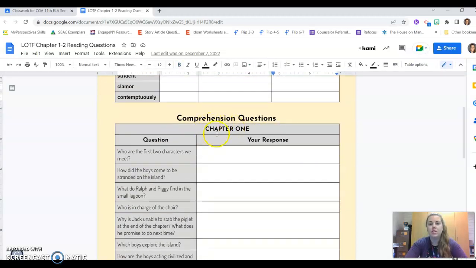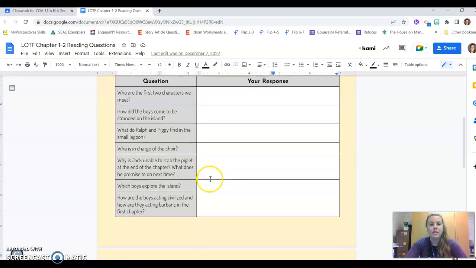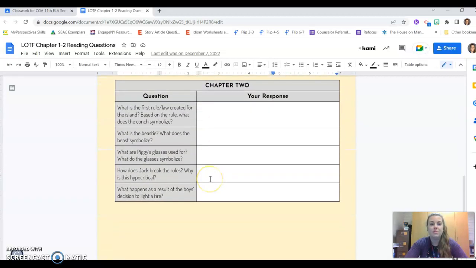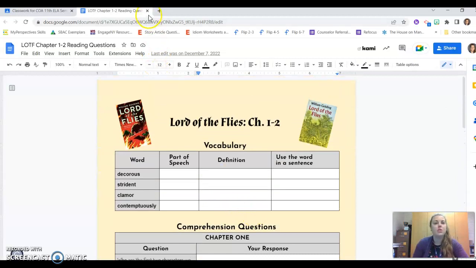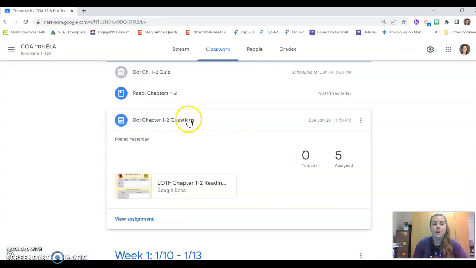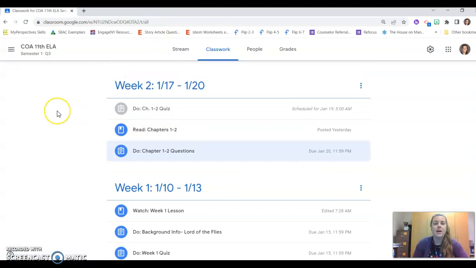So then the comprehension questions, they're broken up by chapter. So we've got chapter 1 questions and chapter 2 questions. So any white box, that is where you'll be clicking and recording your answer. So that is the assignment for this week. On Thursday, during our 8:30 meet on Thursday, the chapter quiz will be posted. And that's not going to be super long. If you've read the chapters, it should be fairly simple.